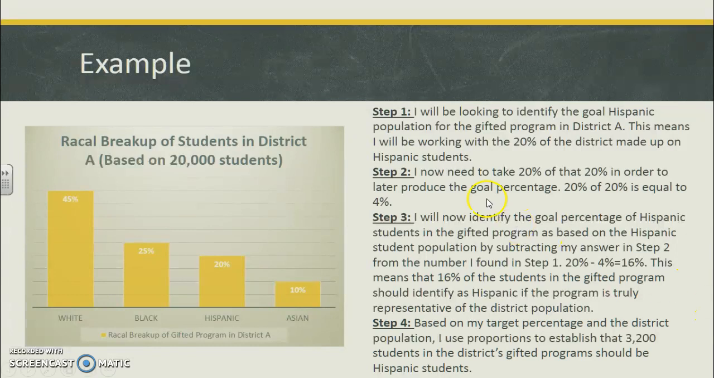Finally, we're going to go back. We've got that 20,000 students. We're going to take 16% of them, and that's going to tell us the number of Hispanic students that we should have in our gifted programs as a minimum, as a goal. And that should be about 3,200 students that we're looking at that identify as Hispanic sitting in the gifted programs for District A.